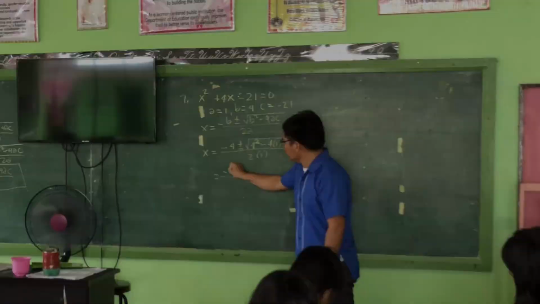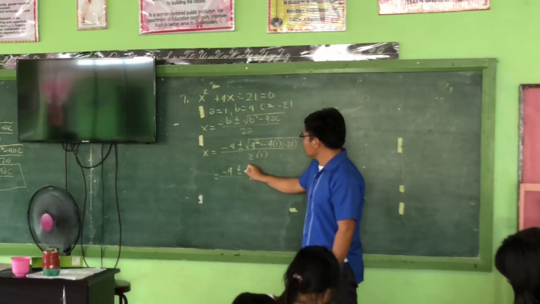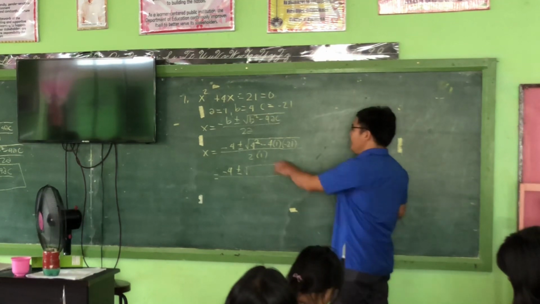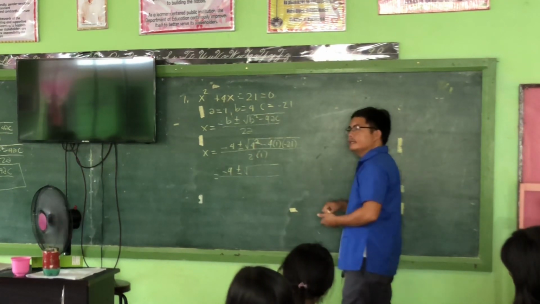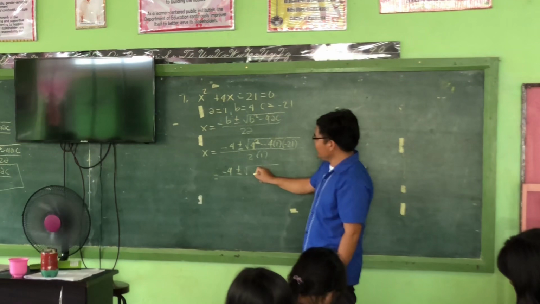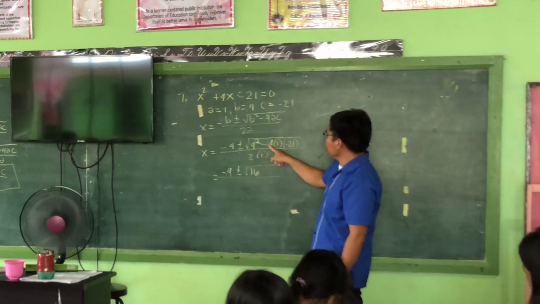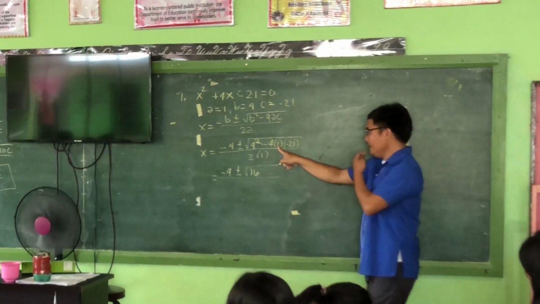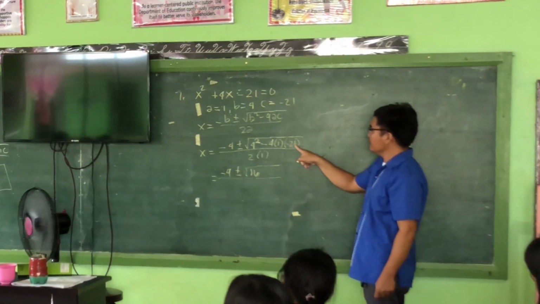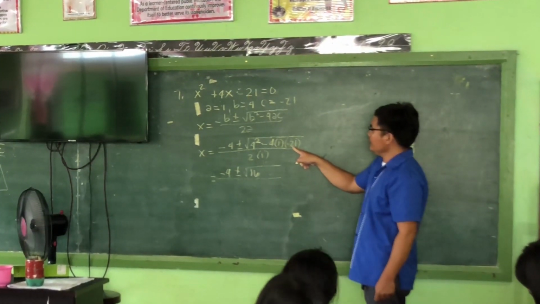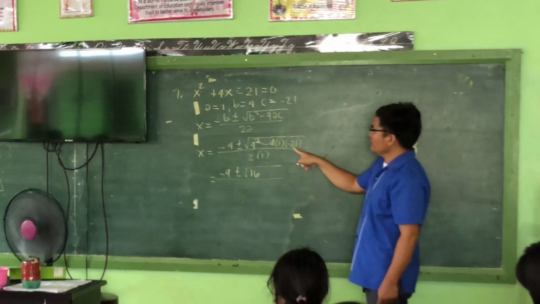So, negative 4 plus or minus the square root of 4 squared, which is 16, minus 4 times 1 times negative 21.